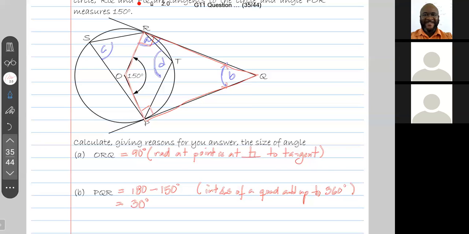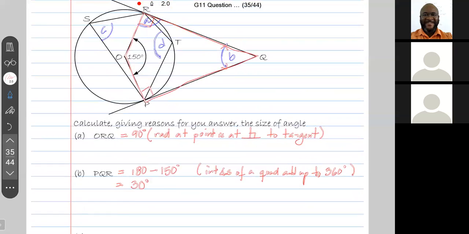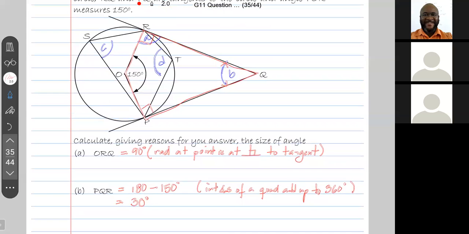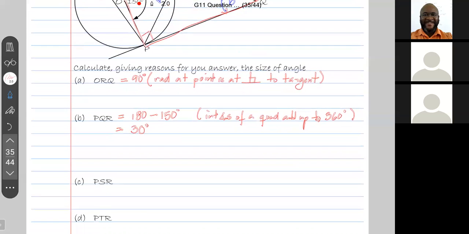Then we need angle PSR, which is the angle at C. Now, the angle at C is equal to 75 degrees. This is equal to 150 divided by 2, which is 75 degrees. Angle at center is equal to 2 times angle at circumference. And of course, you could say the other way around. The angle at the circumference is half the angle at the center.